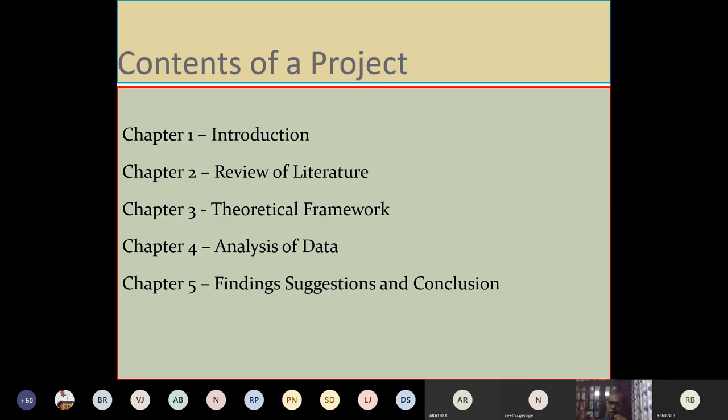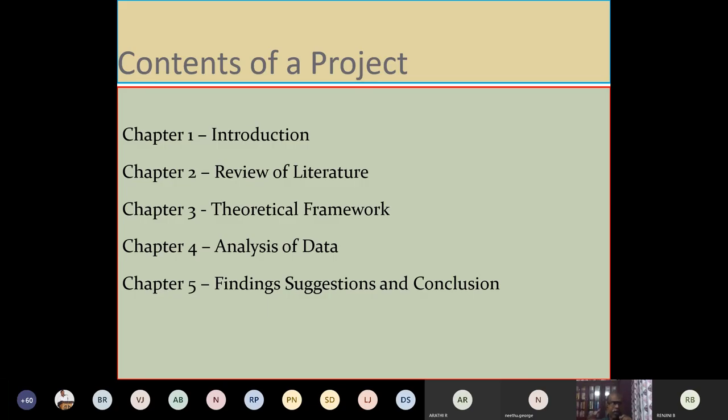The chapters are: the first one is the introductory chapter. We have to discuss each chapter in detail. The second chapter will be the review of literature. Whatever be the nature of the project, the first and the second chapter are compulsory. What is review of literature and how it is going to help a student or a researcher, I will definitely tell you in detail. The third one is the theoretical framework of the study you are undertaking. The fourth chapter will be analysis of data, and the fifth chapter will be findings, suggestions, and conclusions.